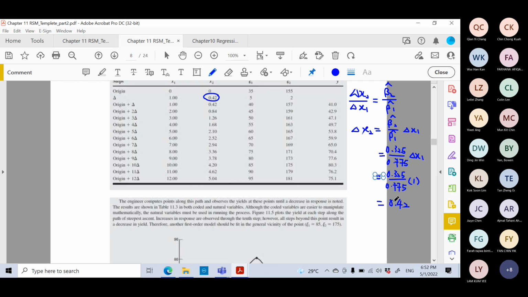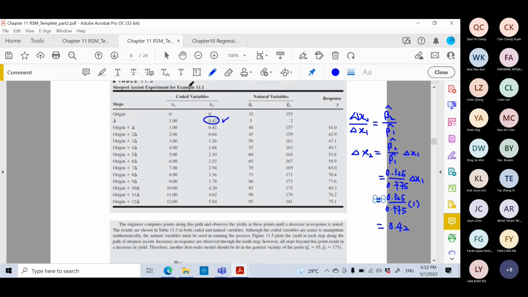Okay, so this is how they get the answer 0.42 over here. Because your starting point is 0, 0 plus delta equals 1, so 0 plus 0.42 equals the one here. The 1 here is equivalent to the origin plus delta. Because the step size is equal to 5, just now we mentioned we are starting at 35, so 35 plus 5 you get 40. So every time the step size is 5 units.